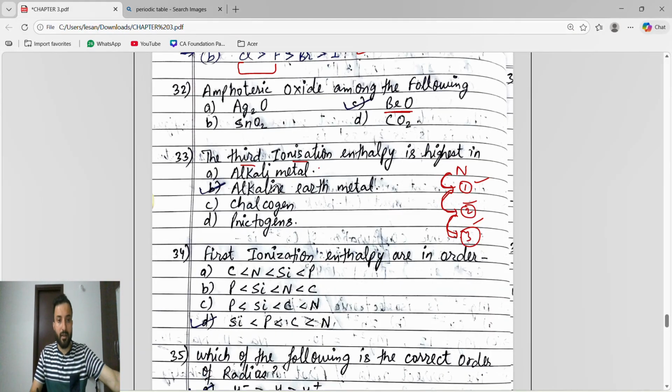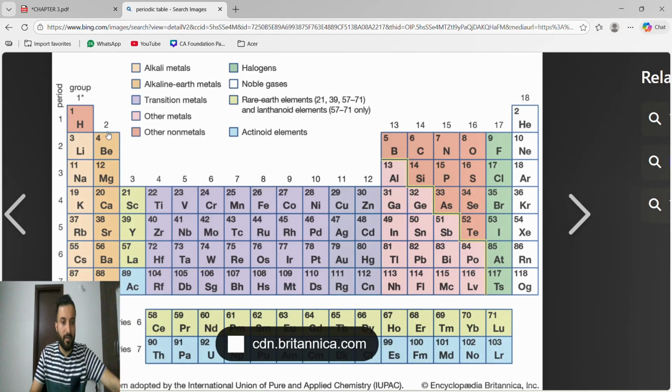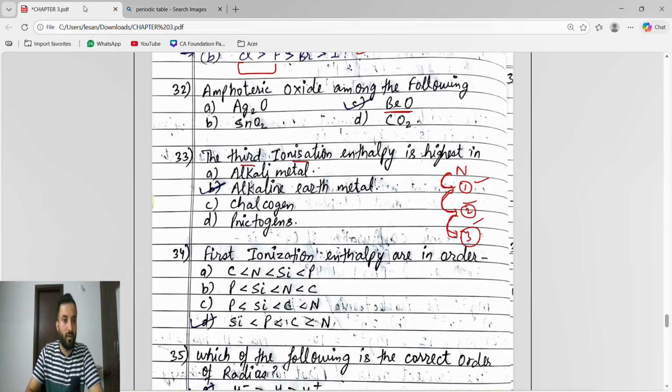Now alkaline earth metal. Alkaline earth metal is this. If you remove one electron, first ionization enthalpy, it will reach here. Second ionization enthalpy, it will reach here. Noble gas. So for third ionization enthalpy it will be very high because noble gas has the highest ionization enthalpy. Very difficult to remove an electron. So third ionization enthalpy is more for alkaline earth metal.